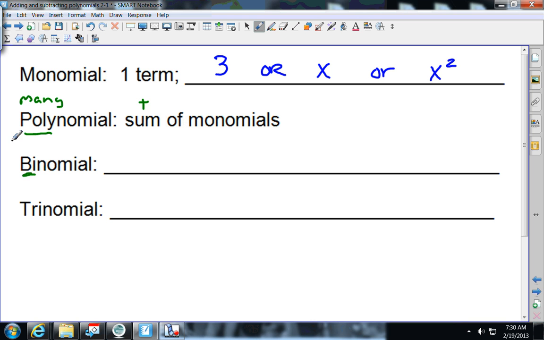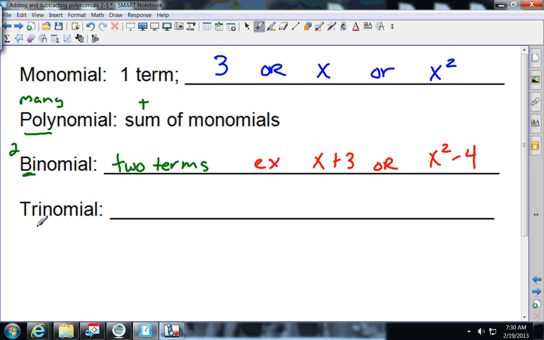Two different types have special names. Binomial, that prefix means 2. So this is when there are 2 terms. So for example, we'll have like x plus 3, or maybe it's x squared minus 4. It's when there's just 2 terms and that's it.